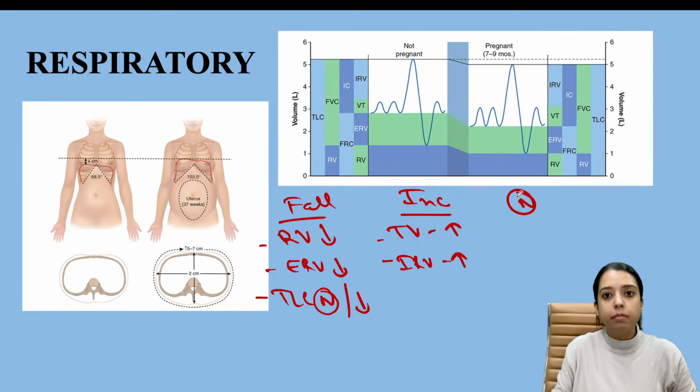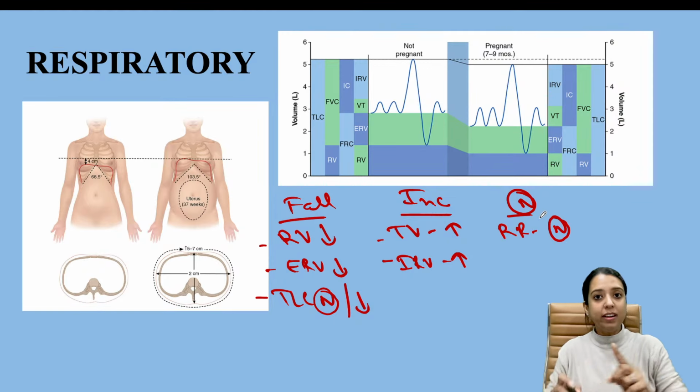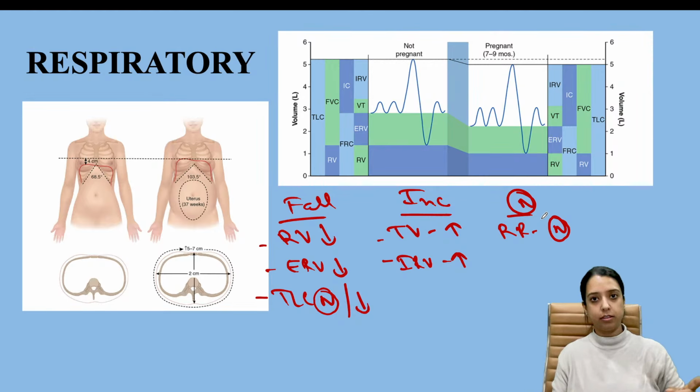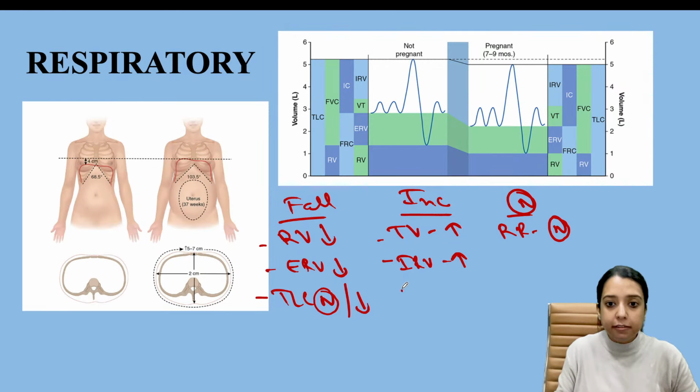What is staying normal? Respiratory rate. Pregnant women don't respirate fast. If you have seen them, they don't. They are not dyspneic. So respiratory rate is normal. But yes, they are taking deep breaths. So tidal volume is increased. Tidal volume is how much you are inspiring, and over 1 minute, minute ventilation rises.